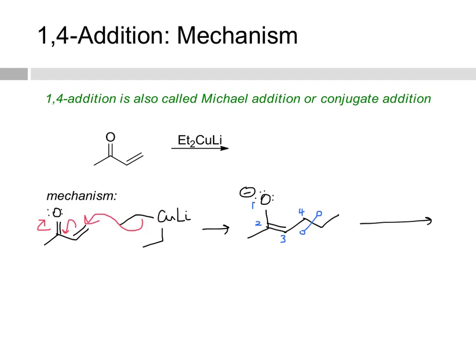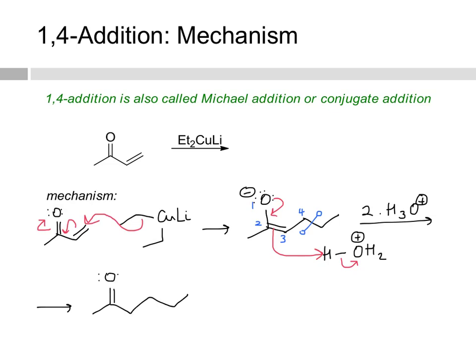Upon workup, we would protonate this enolate. So upon workup, we're going to treat it with mild acid or water, and this enolate is then going to protonate to reform the carbonyl. Overall, we've done an addition at the 4 position, and we have our carbonyl still present.